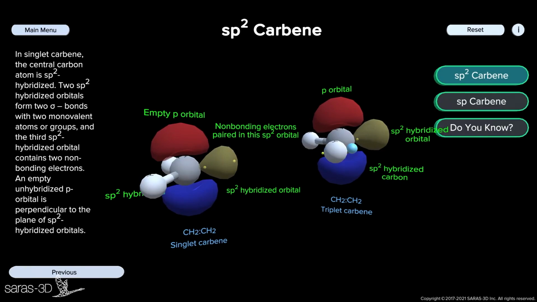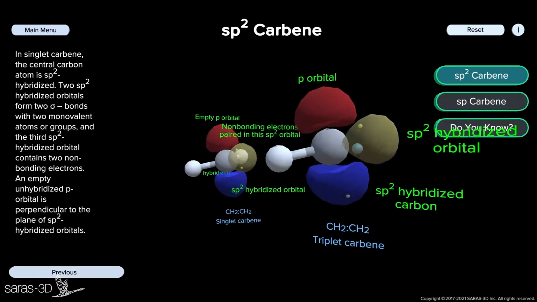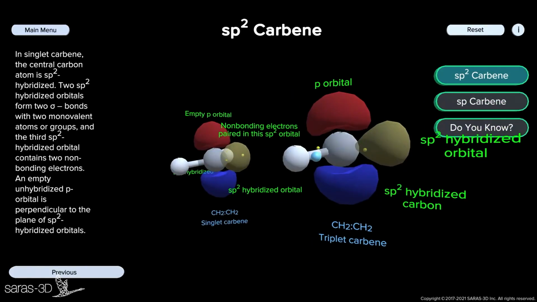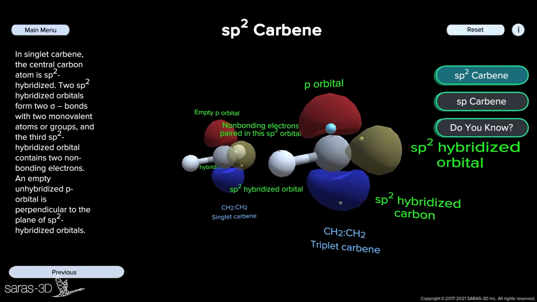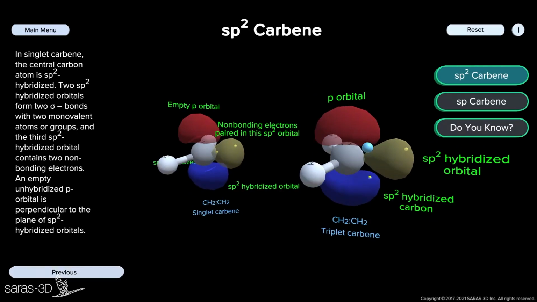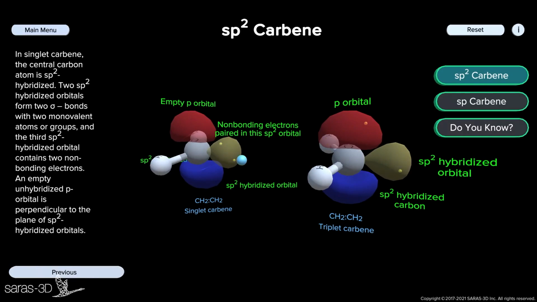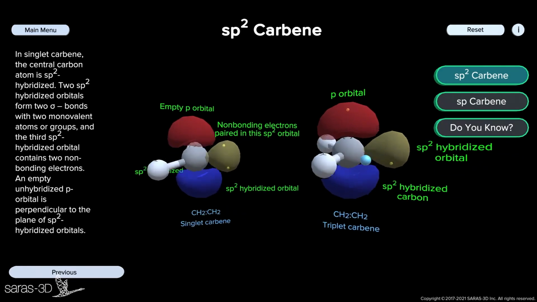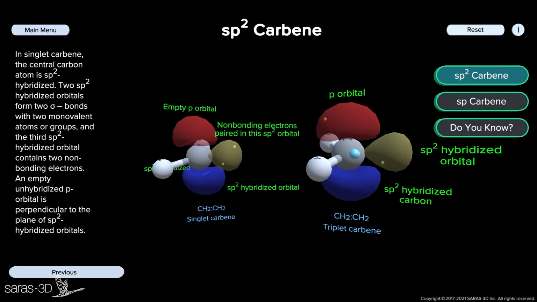Now let's talk about the triplet carbene. What happens in triplet carbene? The total spin here is 1, because the triplet carbene has two unpaired electrons, one in this p orbital and one in the sp2 hybridized orbital. So this is the difference between the singlet and the triplet carbene. In the singlet carbene, it is spin paired, but in the triplet carbene, there are two unpaired electrons, one here and one here. So the total spin here is 1/2 plus 1/2, giving 1. So this is the triplet carbene, and the triplet carbene is paramagnetic. Why? Because it has unpaired electrons, as we can see here. So this was about sp2 carbene.